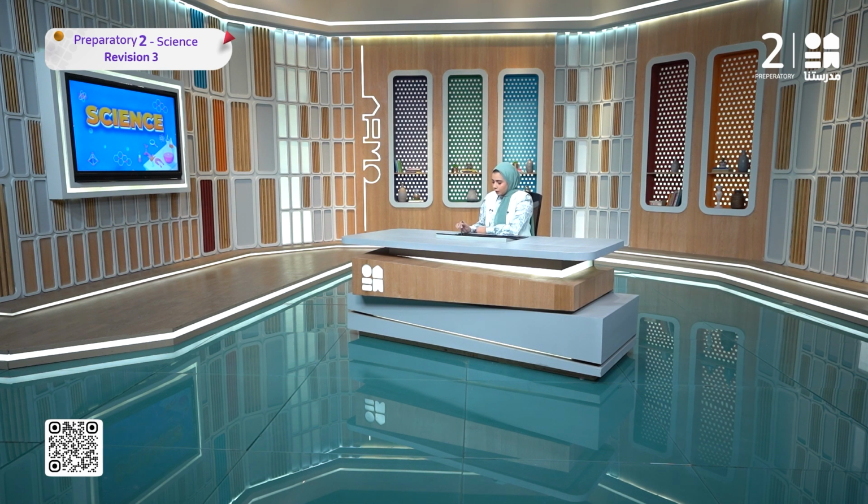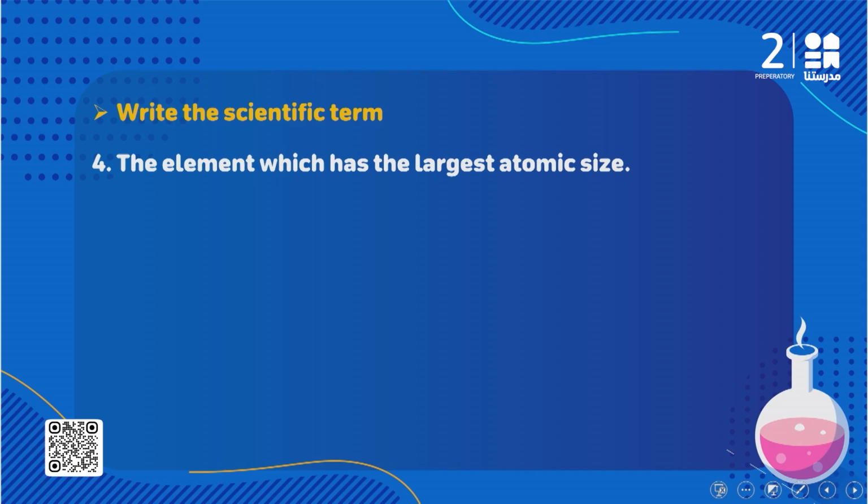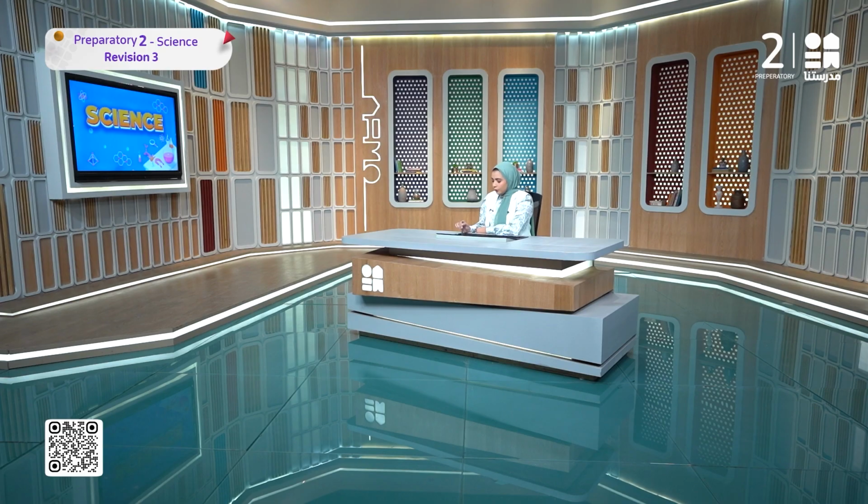Type number 4, the element which has the largest atomic size. The largest atomic size is cesium. And do you remember the smallest atomic size in the modern periodic table? It's called what? It's called fluorine. So again, the element which has the largest atomic size is cesium, and the one that has the smallest atomic size is called what? It's called fluorine.